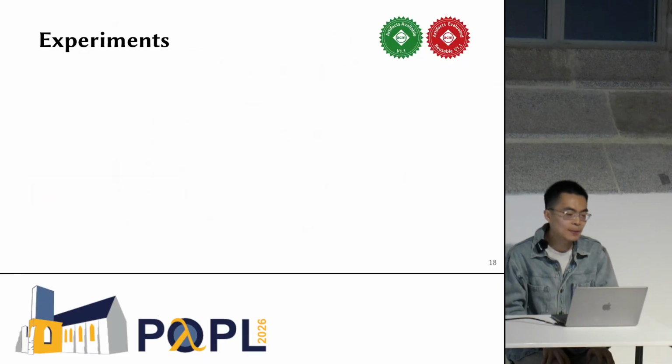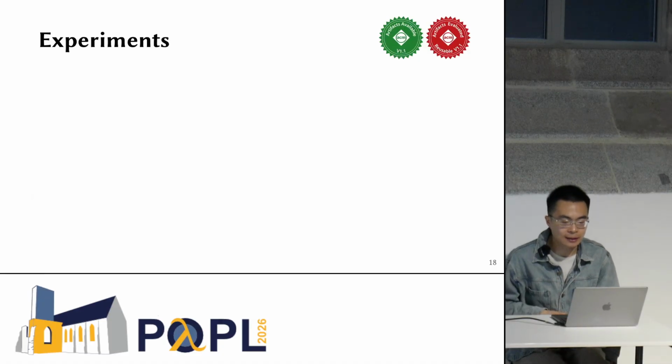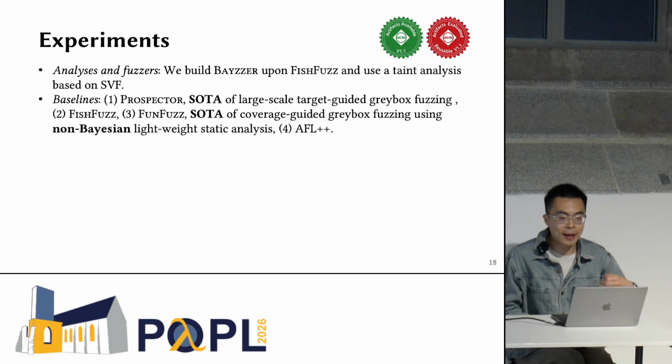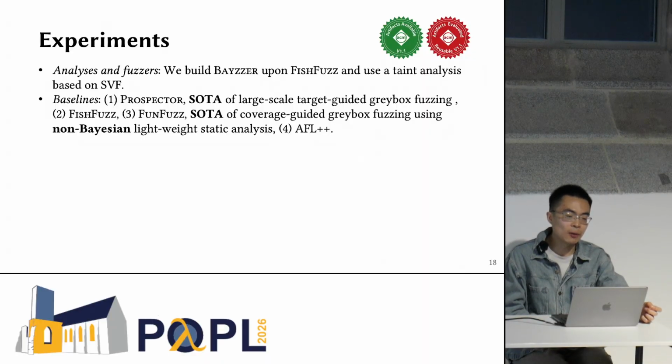We conducted experiments to evaluate the effectiveness of our approach. We built Bayesian on top of the LTGF2 fish fuzz and use a tensor analysis based on SVF. We compare our approach with the following baselines. The first one is prospector, the SOTA in LTGF. The second one is fish fuzz, the foundational fuzzer of our approach.